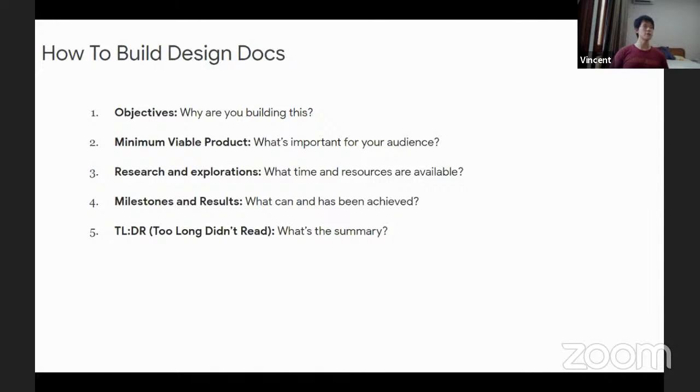And we have TLDR, right? What's the summary? What are the golden nuggets of all of this? So that if your manager comes in and wants to find out, Vincent gave me a highlight: okay, this is the TLDR, maybe three or four lines. This is what you need to know about my document. Feel free to invest more time if you want to read more, right? So that's the idea.